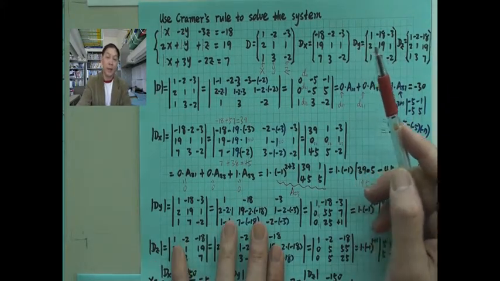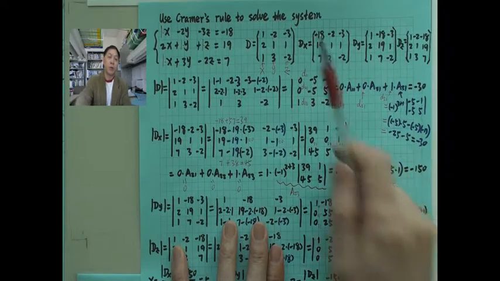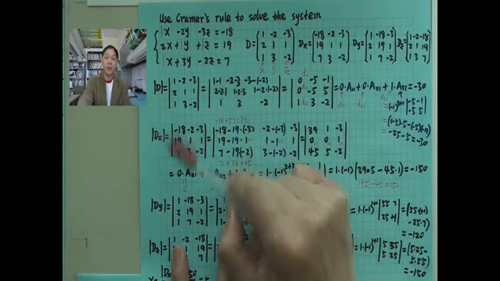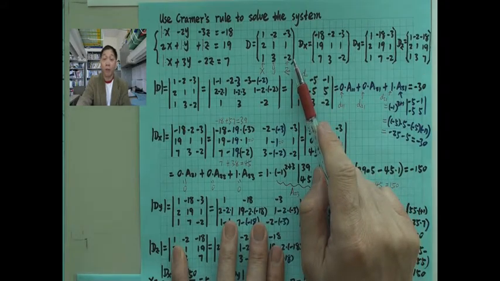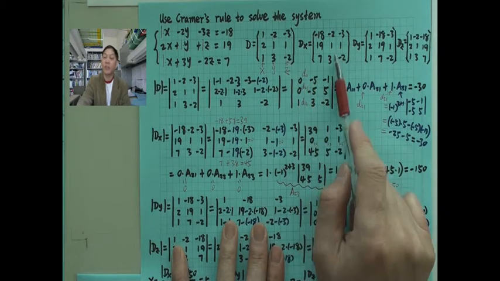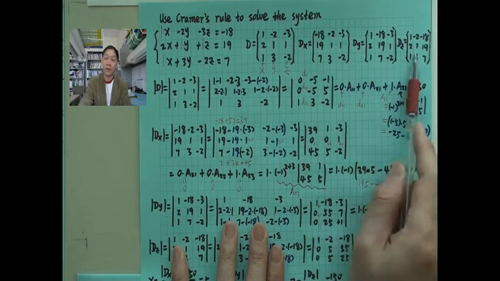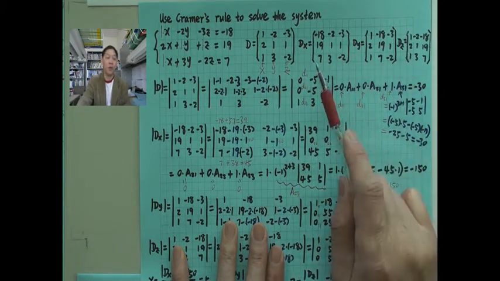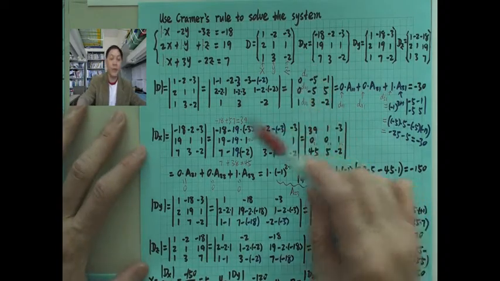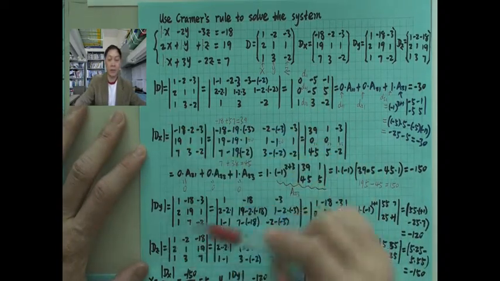Okay. Now, in order to apply Cramer's rule, we need to find out 4 matrices. See, there are 4 matrices. And we also need to find out the determinant of those 4 matrices.